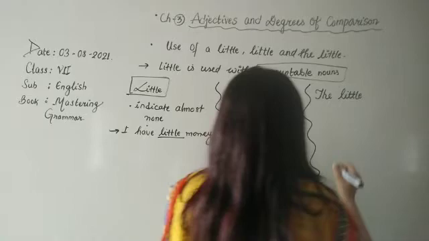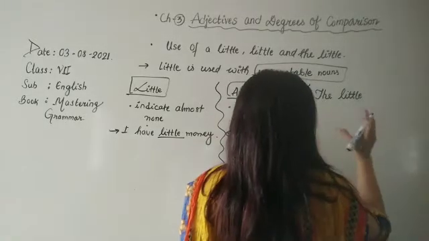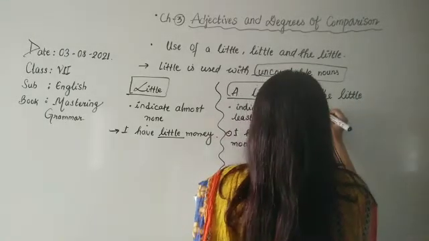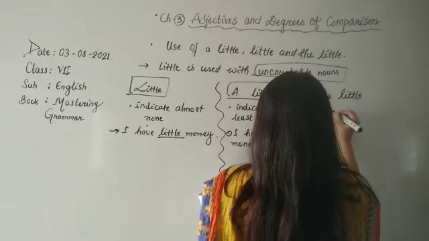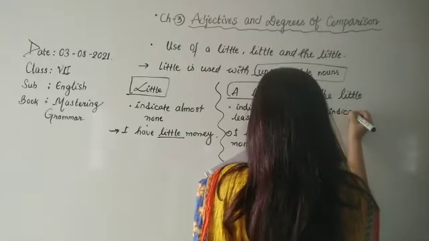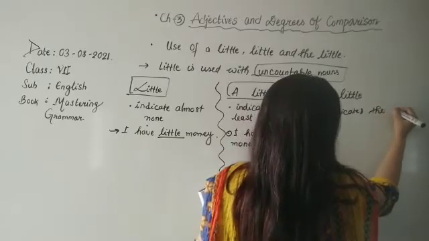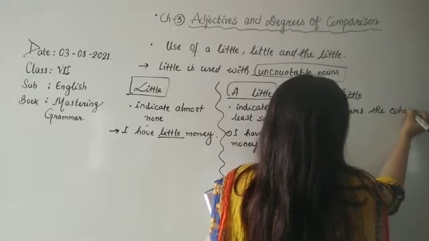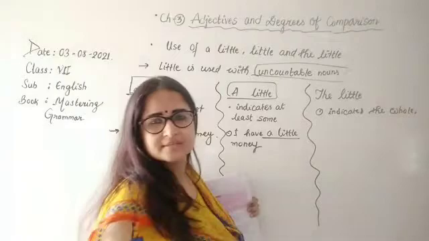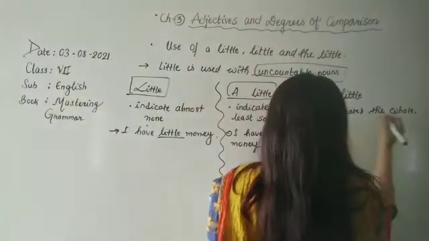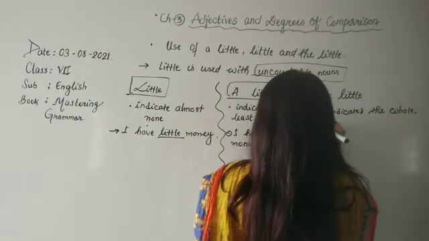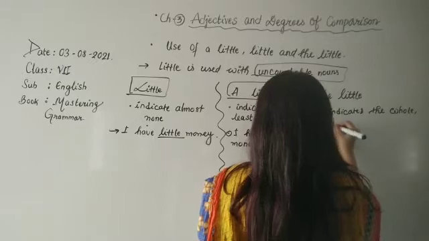The little indicates the whole. Whatever I have, this is enough. Okay? So it indicates what? Indicates the whole, although very little. Okay? I hope this is visible. Yes. Indicates the whole, although little.